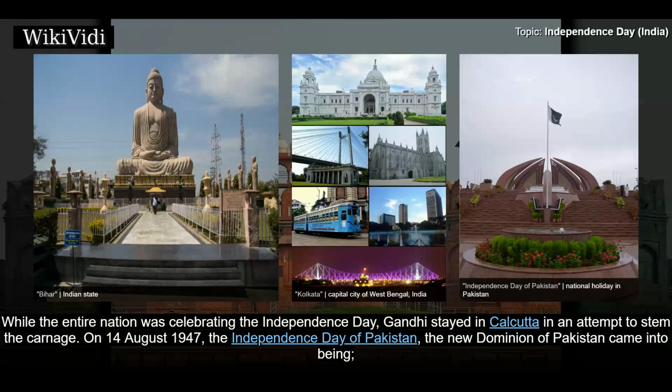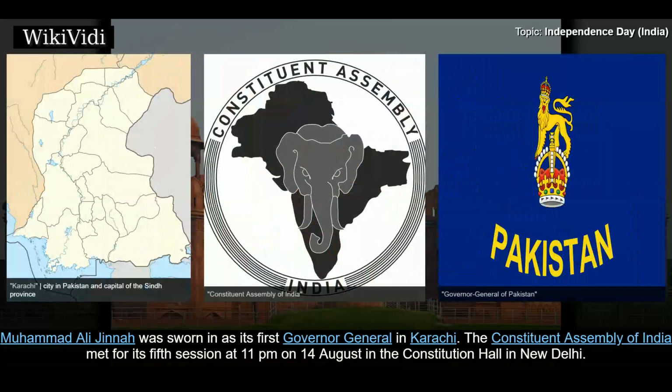On the 14th of August 1947, the Independence Day of Pakistan, the new Dominion of Pakistan came into being. Muhammad Ali Jinnah was sworn in as its first Governor-General in Karachi. The Constituent Assembly of India met for its fifth session at 11 p.m.